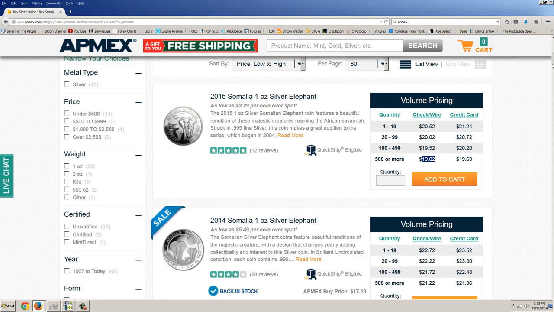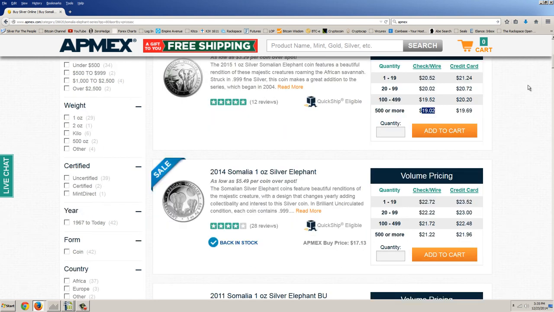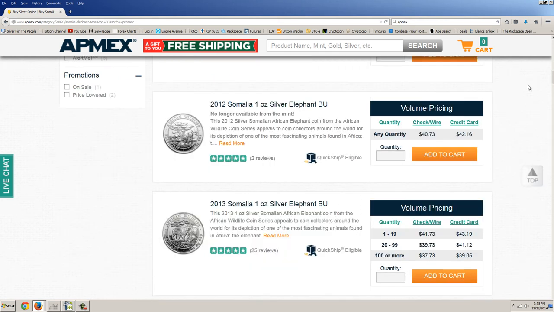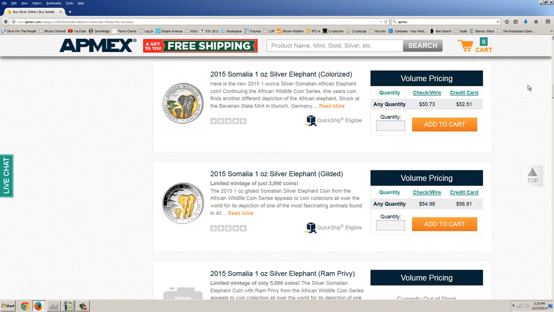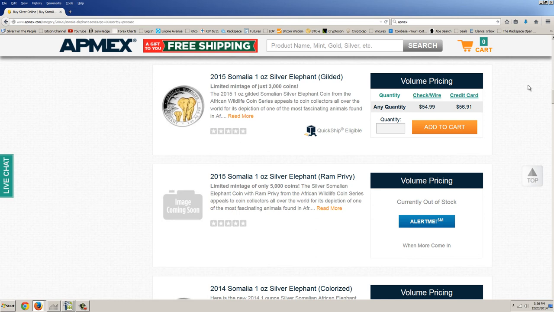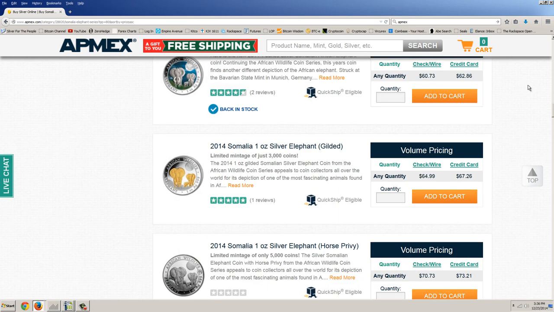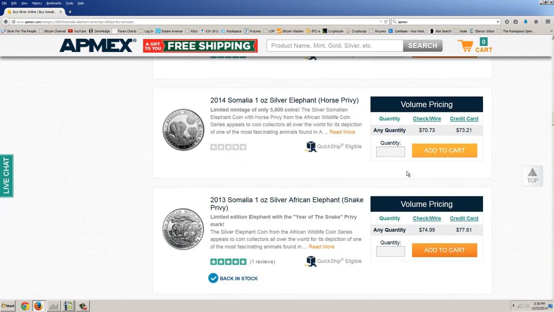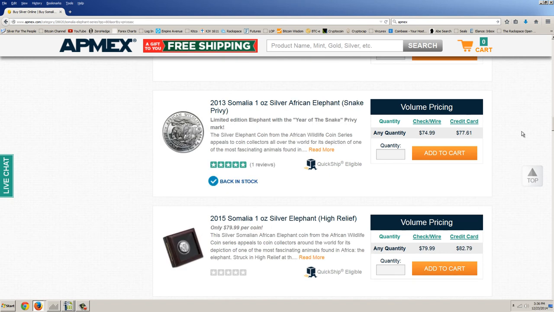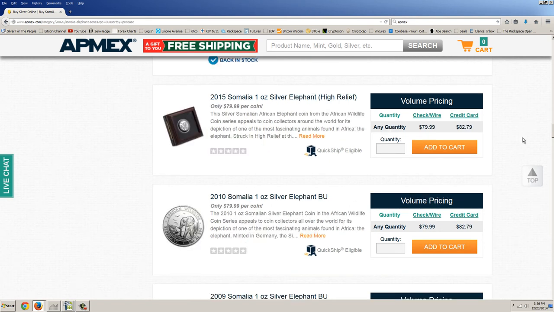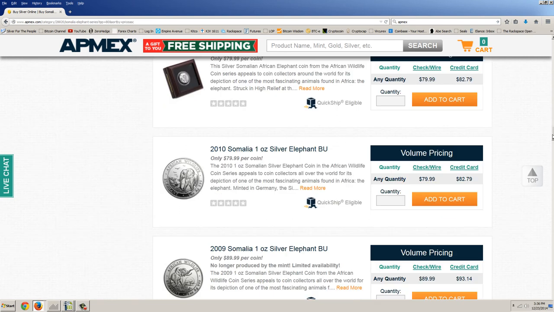Now, it has performed very well on AppMex. It's also performed very well on eBay. So it's a winner in both categories. Now, these are just going to be the prices that I saw. Put them in on the spreadsheet. But you can see as we go up in price here, I ignored any kind of gilded or privy coins, anything special, such as this one here, the horse privy or the snake privy. I didn't do any inclusion on those, just the straight year for the 1 ounce coin.